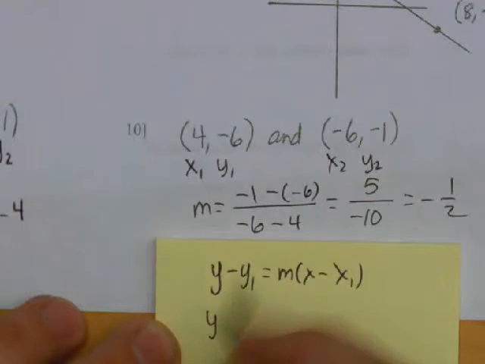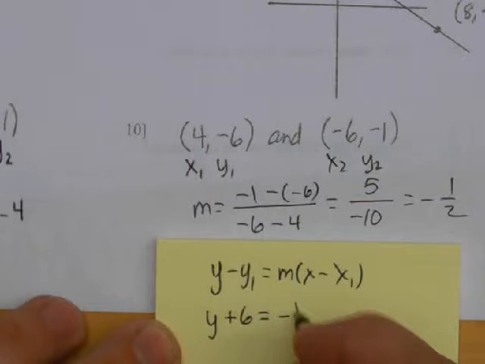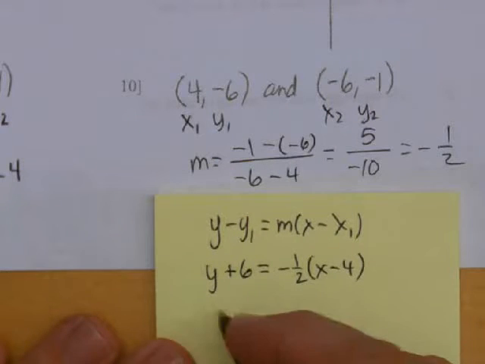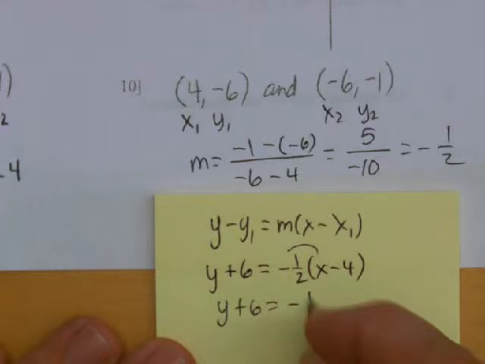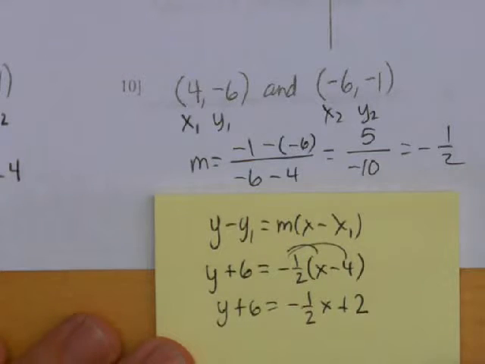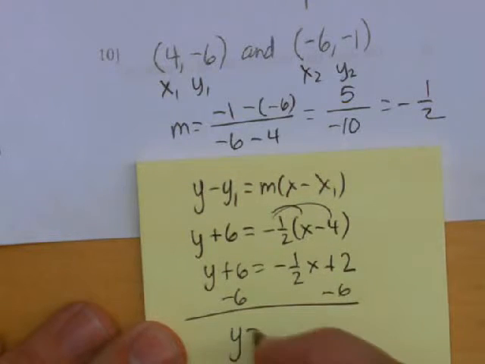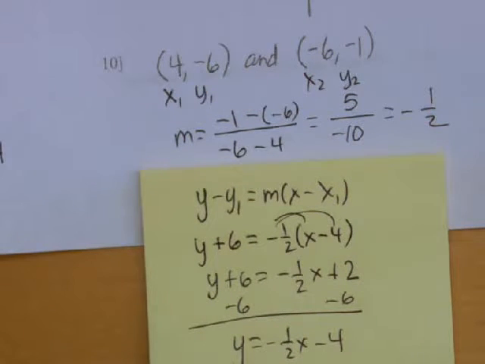Point slope form. So y minus y1, that's going to be y plus 6 equals negative 1/2 times x minus 4. We get negative 1/2 x plus 2. Y equals negative 1/2 x minus 4.